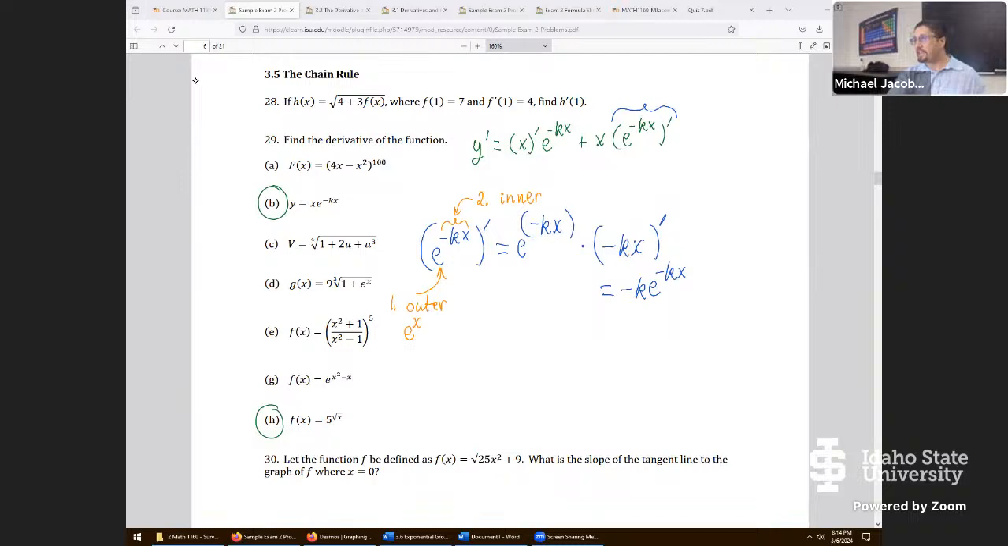So that whole thing turns into negative k, e negative kx. And that means y prime finally can be run through as: up here, well, that just turns into a 1, so we just copy in e negative kx. Over here, we have an x, but we also have a negative k, so I'm going to write it as negative kx, e negative kx. And so that should be our answer on that one there. Does that make sense on getting through this one? Yeah.